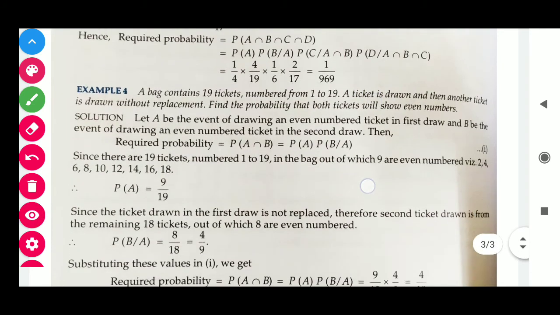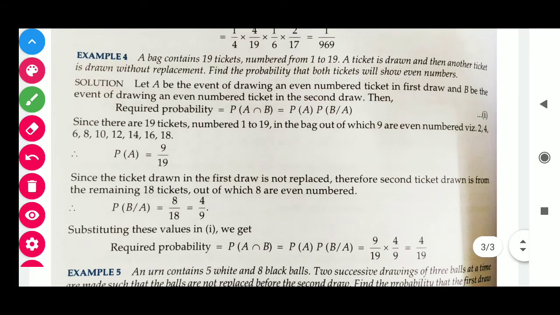Now students, we have the next question, question number 4. A bag contains a total of 19 tickets numbered from 1 to 19. A ticket is drawn, then another ticket is drawn without replacement. Find the probability that both the tickets will show even numbers.